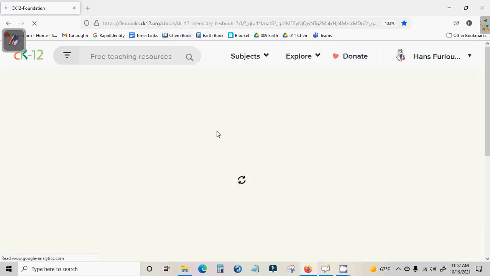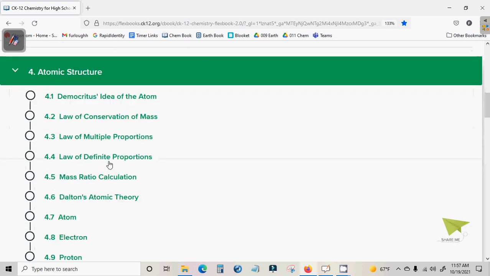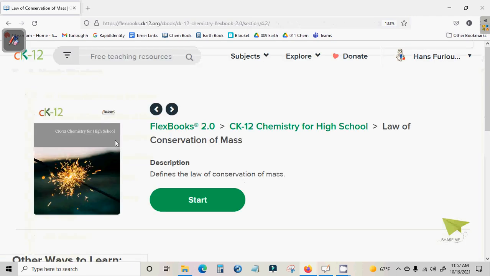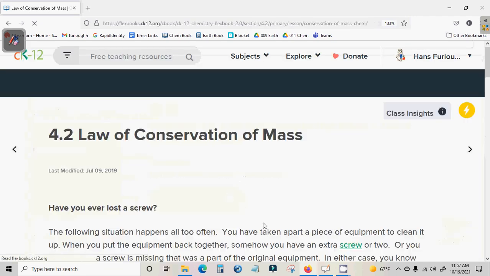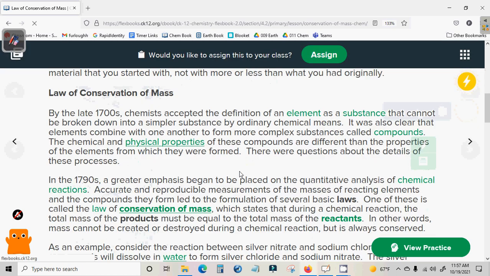So if you go to your textbook, scroll down, we're in chapter 4. You did Democritus' idea of the atom on Monday. Today you will have a CK12 that will be assigned during class called Law of Conservation of Mass.